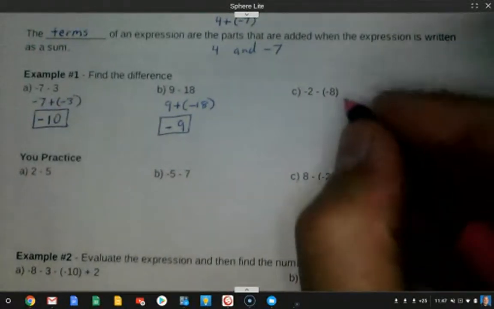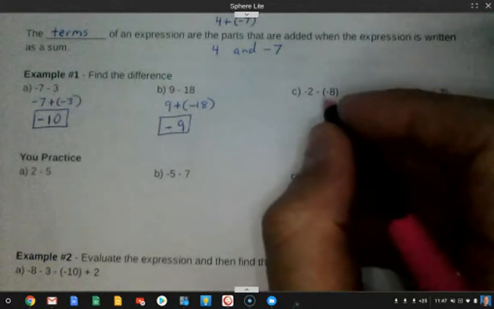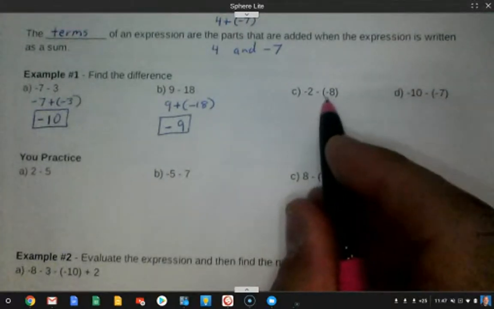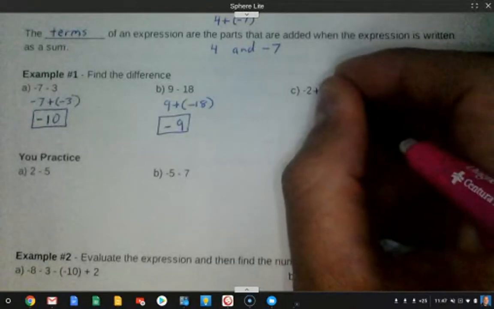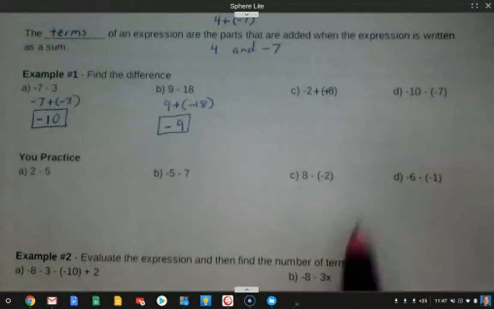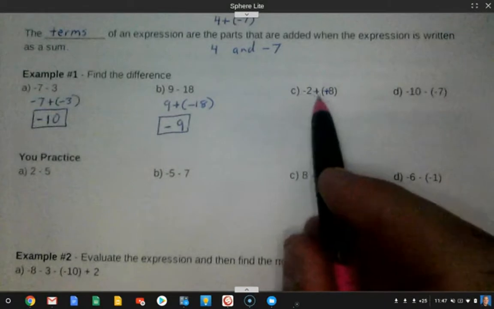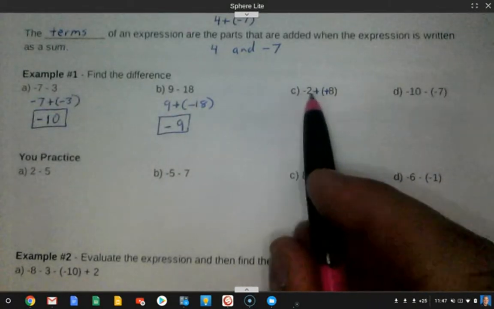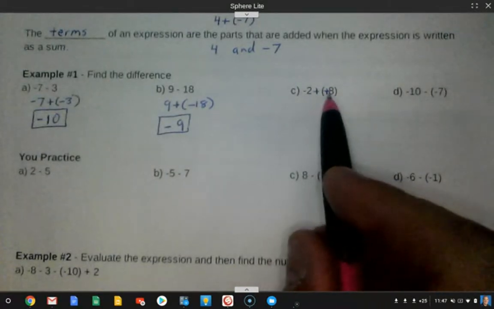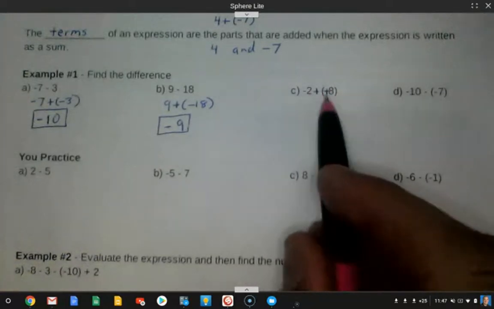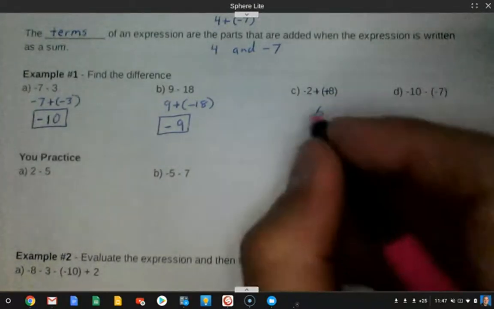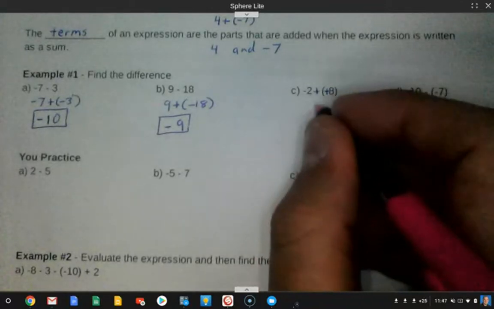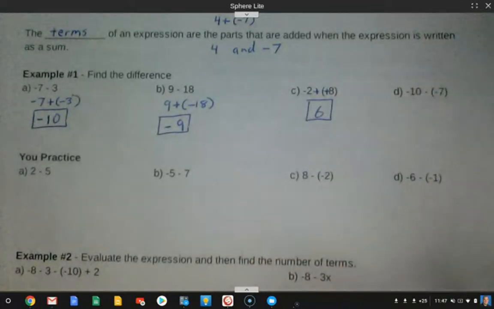For letter C, I'm going to change this to an addition problem. Now, anytime I have a minus a negative, we can slash and dash, meaning we're going to turn both of these into a plus sign. So negative 2 plus 8, we have two signs that are different, so I'm going to subtract. Keep the sign of the larger number, which is an 8, so this will be a positive 6.